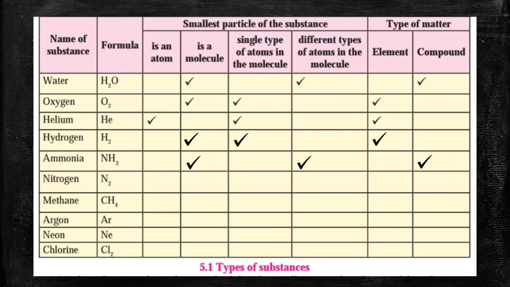The next example, nitrogen, N2. Is it an atom? No, we have N2. Hence it is a molecule. Single type of atom in the molecule? Yes, so put a tick. Different types of atoms in the molecule? No, leave it blank. And type of matter, element or compound? It is an element. So students, the remaining 4 examples, you all have to solve in the textbook. You can refer to the above examples and do accordingly.